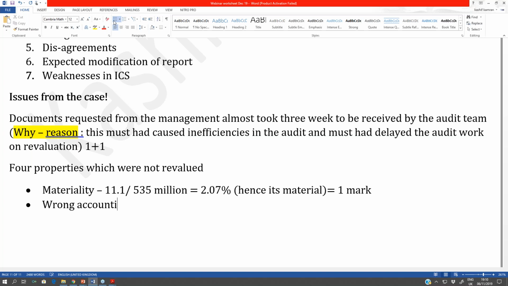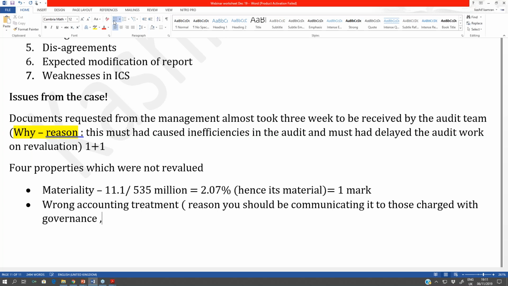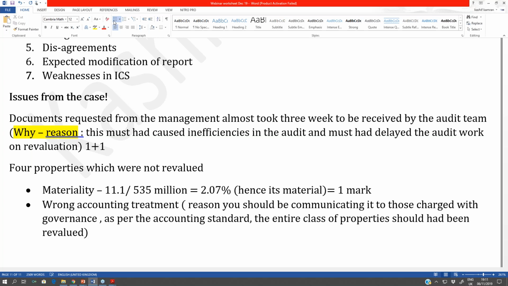You will tell this is the wrong accounting treatment, and that's the reason you should be communicating it to those charged with governance, because as per the accounting standards, there is no need for putting the name and the reference number of the accounting standard. As per the accounting standards, the entire class of properties should have been revalued. So this is a wrong accounting treatment, and that's the reason you should be communicating it to the management.